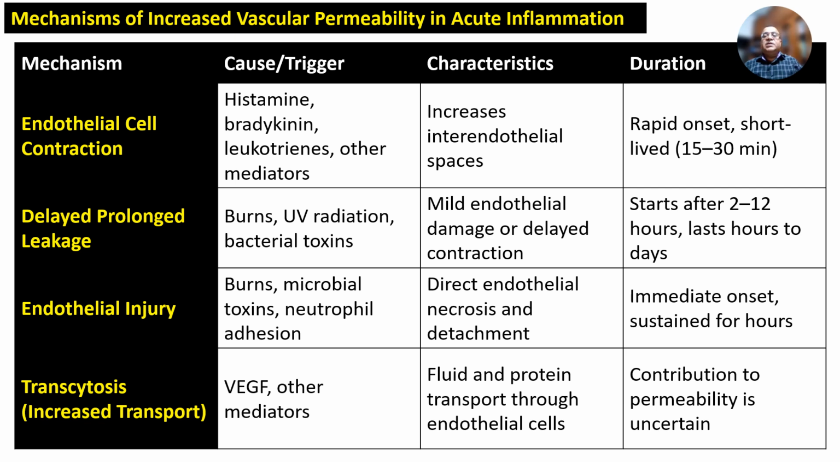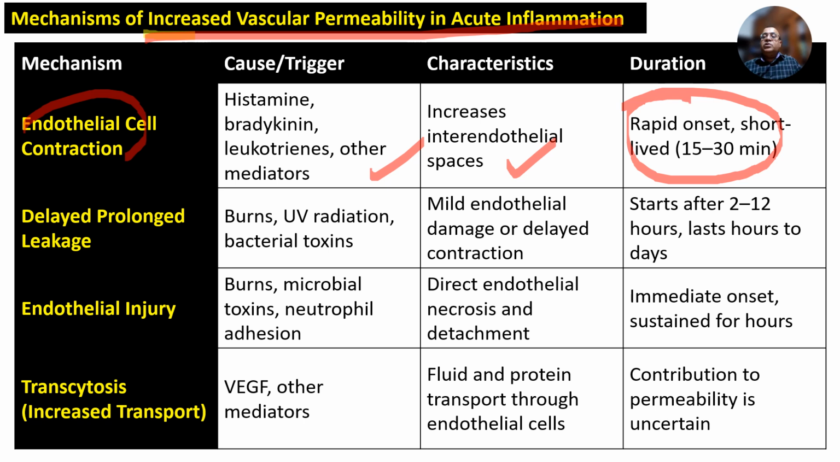So here we can summarize the events that occur during the acute increased vascular permeability. What are the events and their characteristics? In endothelial cell contraction, the triggers are histamine, bradykinin, leukotrienes, and other mediators that increase interendothelial spaces, and due to this increase in the interendothelial spaces, there is leakage of the fluid. This is short term, 15 to 30 minutes.